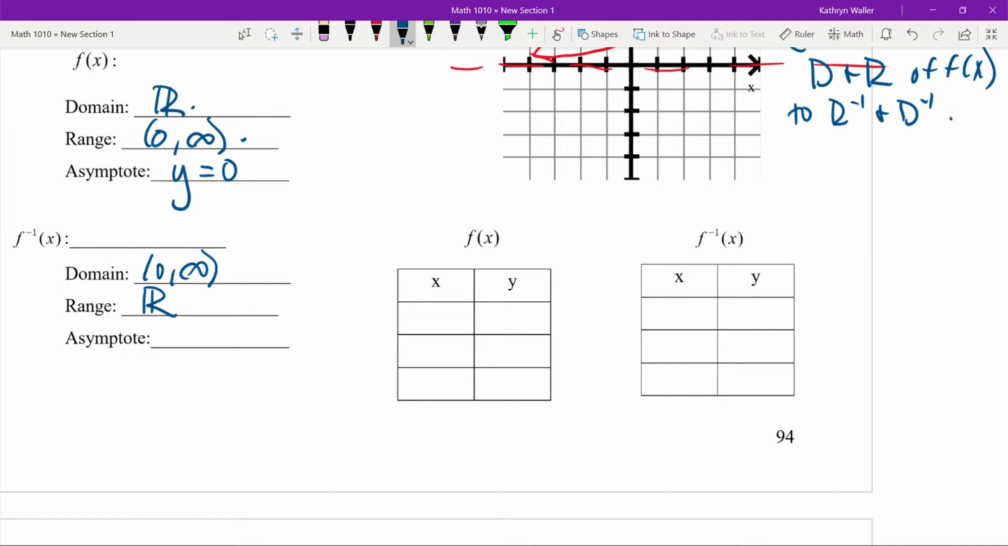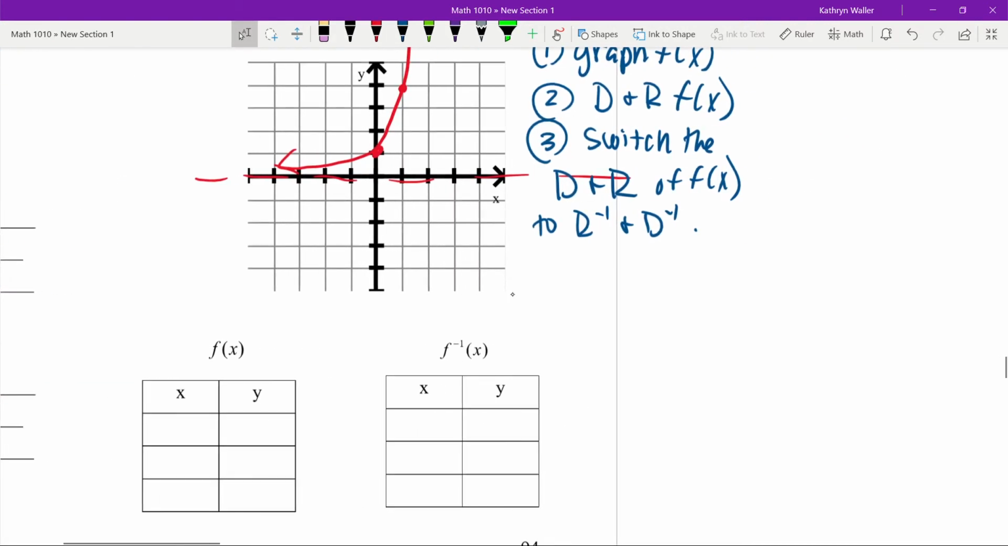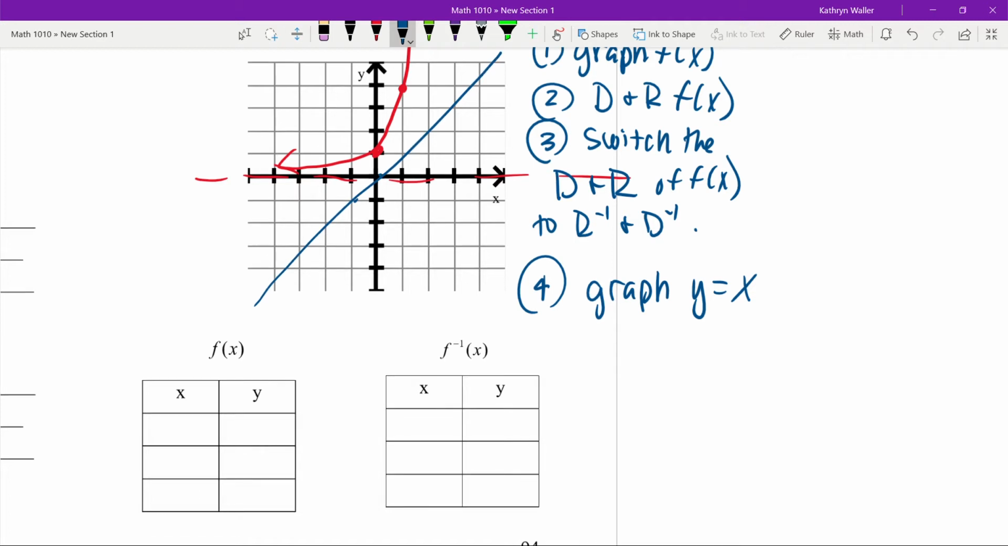Okay? Who says, I understand? Raise your hand. Let me see. Up high. Okay, great. Step 4. I want you to graph the line y equals x. That's the next thing I want you to do. Looks like that.